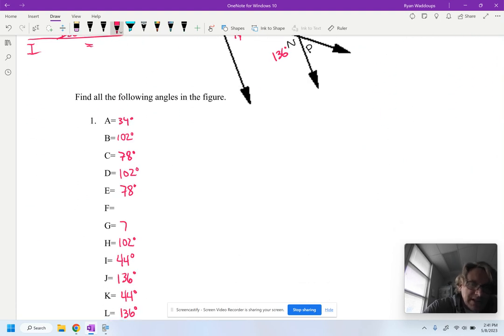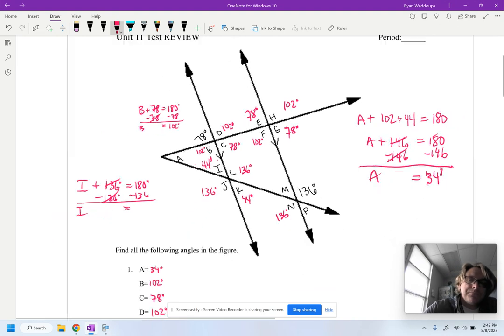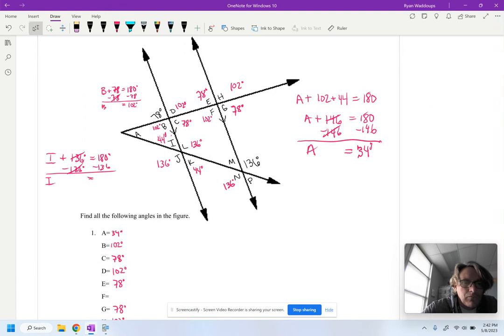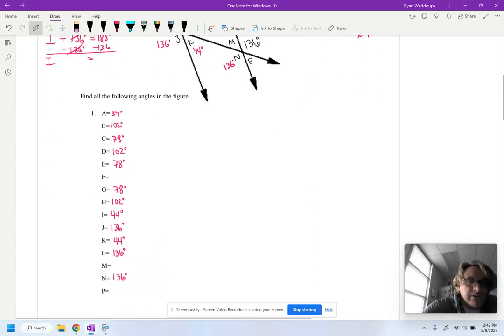And G is 78 degrees because they're vertical angles, but also because these two together form a 180 degree angle. And so 78 plus 102 is 180. And so that's kind of a check also. You can do it that way or you can check it that way. Since this is 102, this is 102 degrees. And that would be, F is 102 degrees.